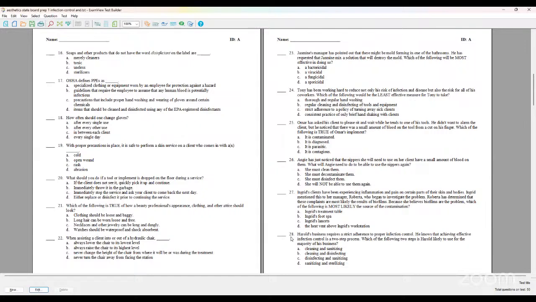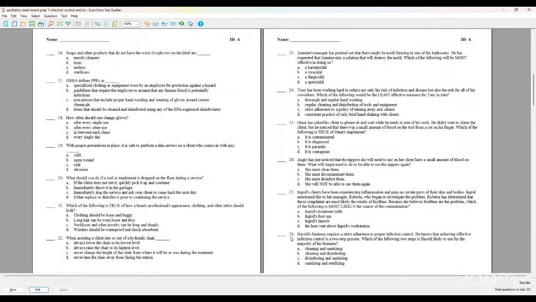Harold's business requires a strict adherence to proper infection control. He knows that achieving effective infection control is a two-step process. Which of the following two steps is Harold likely to use for the majority of his business? Is it cleaning and sanitizing, cleaning and disinfecting, disinfecting and sanitizing, or sanitizing and sterilizing? Whatever you choose, this is what you're also going to be doing in your salon or spa. So number 28, what two is Harold going to use?